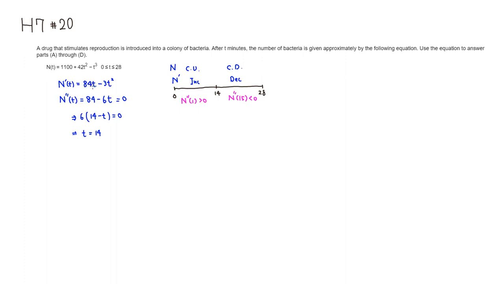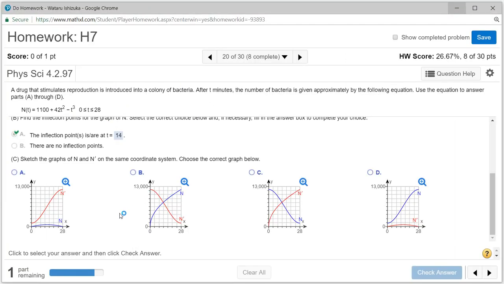N prime is 84t minus 3t squared. So it's going to go through the origin, and it's a concave down parabola. We can find the correct picture here. This one, N prime goes through the origin and looks like a concave down parabola. The others don't go through the origin, so this has got to be the right picture.